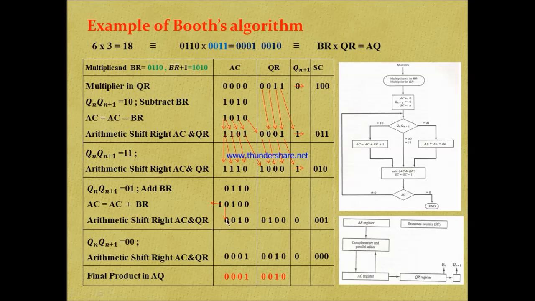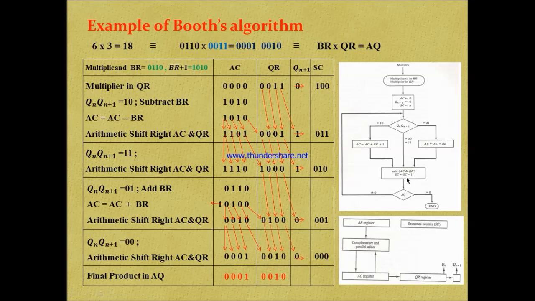Similar to the earlier step, we'll go on shifting. In this way we'll go on shifting, and now this bit will be discarded. Now again we'll decrement the SC, so SC becomes 1. Again we go here and check Qn and Qn plus 1. Now Qn and Qn plus 1 is 0 0. If it is 0 0, we know there is no addition or subtraction, we directly shift. So we will go for a direct shift of the AC and the QR, shifting all the bits, and the last bit will be discarded.